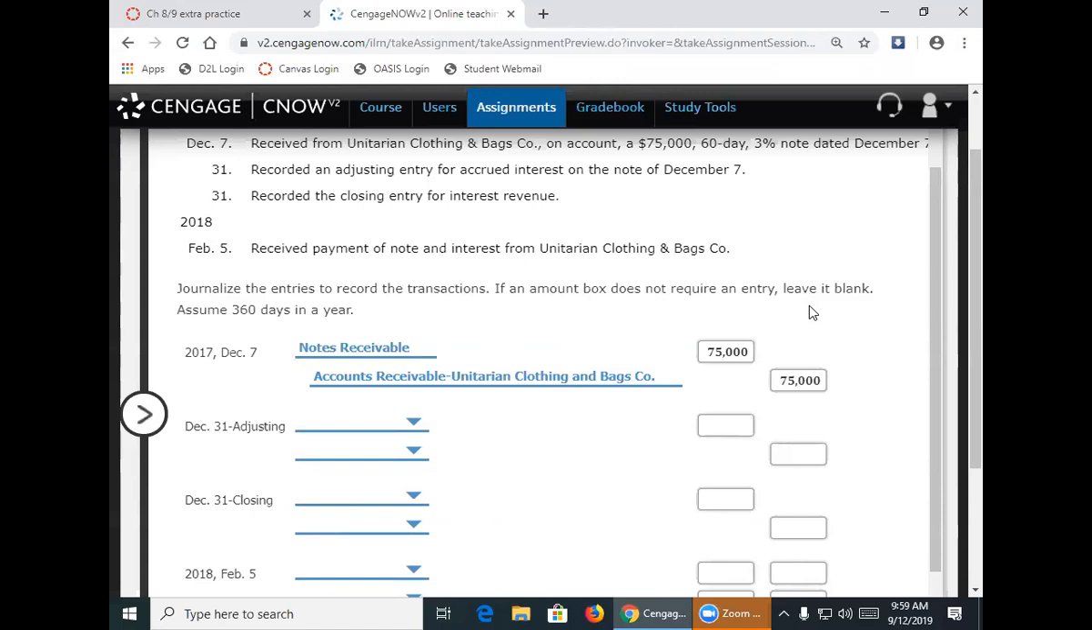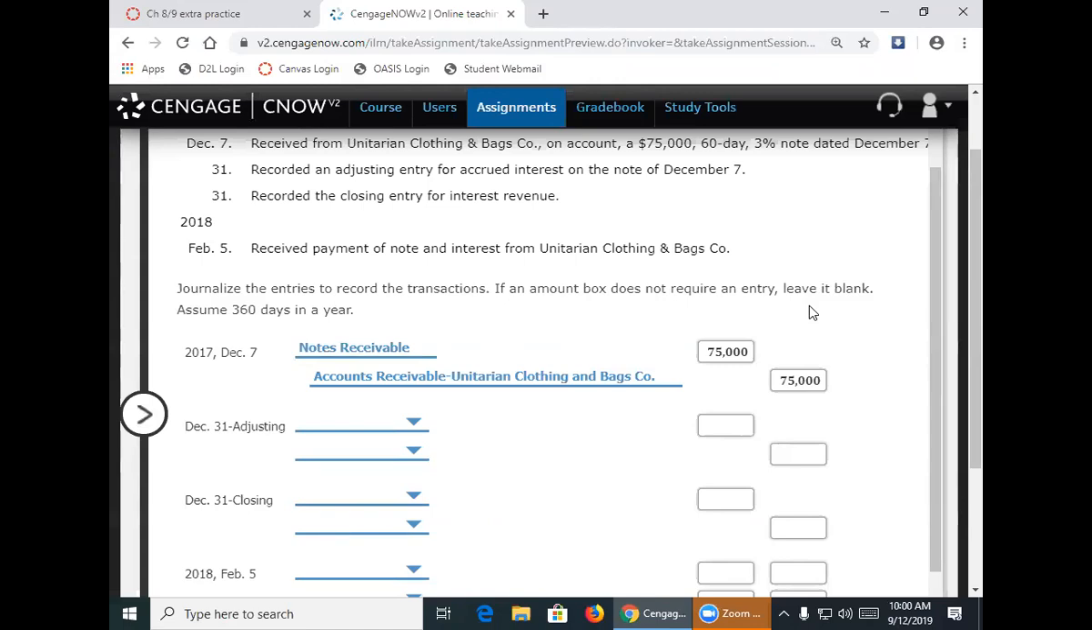So 31 minus 7, right? What is that, 24? Is that right? For some reason it didn't sound right in my brain. So 24 days have passed in this 2017. So I need to do an adjusting entry on December 31st to recognize 24 days' worth of interest.